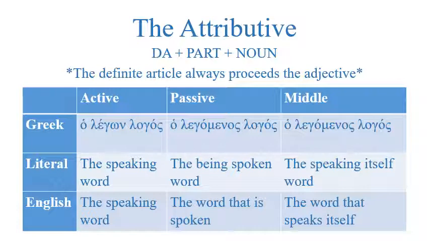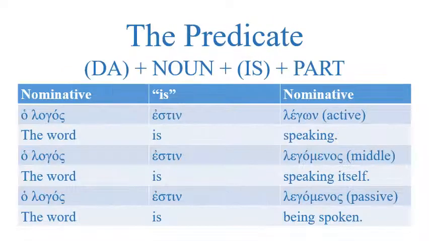And finally, in the middle, this peculiarly Greek construction, first of all, it looks identical to the passive, ho legomenos logos. But in this case, the word is doing the action to itself. We could say very literally the speaking itself word, or again, we probably want to convert it to a relative clause, the word that speaks itself. In the predicate, just like with the adjective, we have the noun plus the word is plus the participle, with or without the definite article.